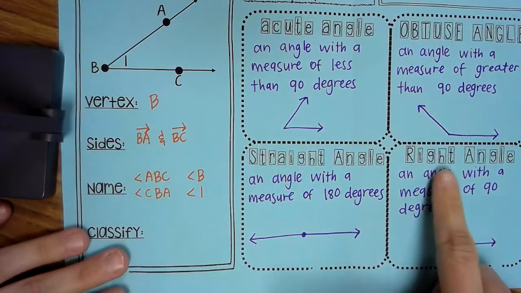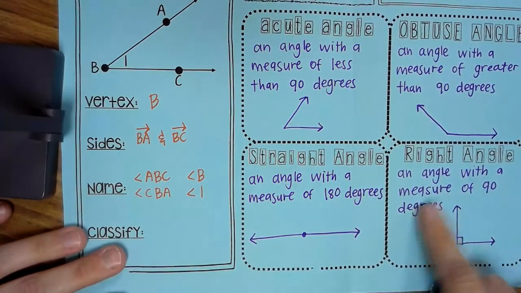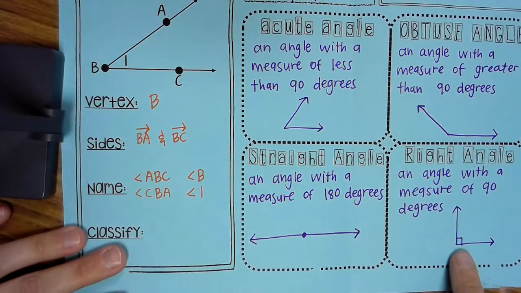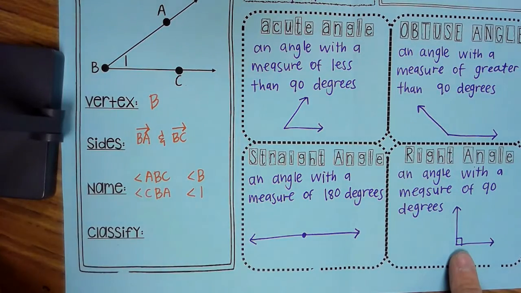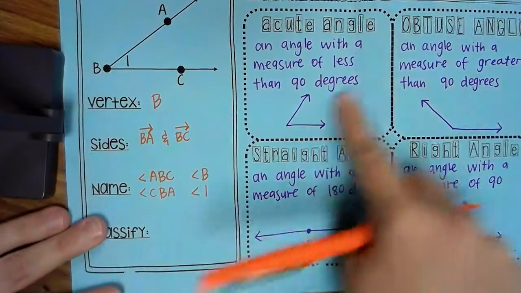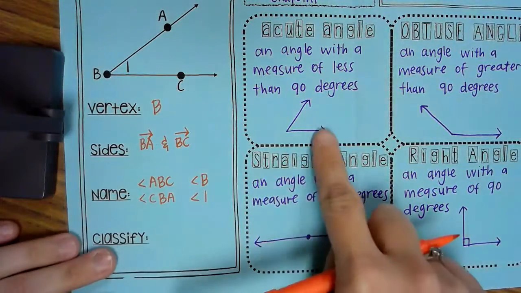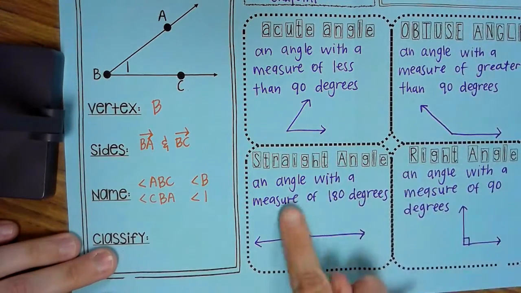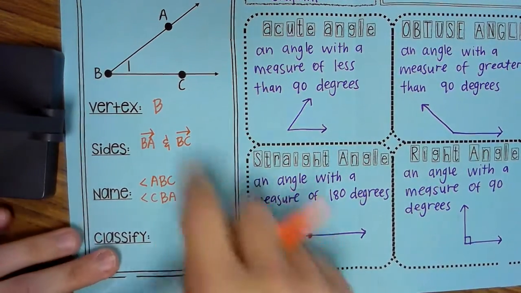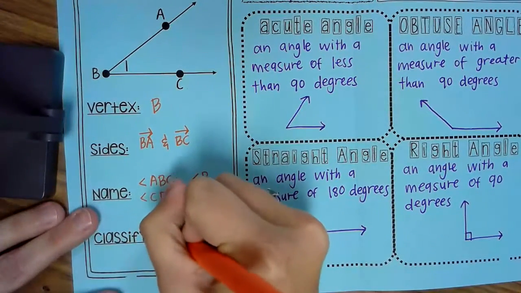And then your last one is a right angle. A right angle is going to measure exactly 90 degrees. Remember, we designate that something is a right angle by putting that box down there. Okay, so when I ask you to classify an angle, I'm looking for one of these four words. So if you look at this picture, is it less than 90, more than 90, 180, or exactly 90? So this picture best fits that it's an acute angle.